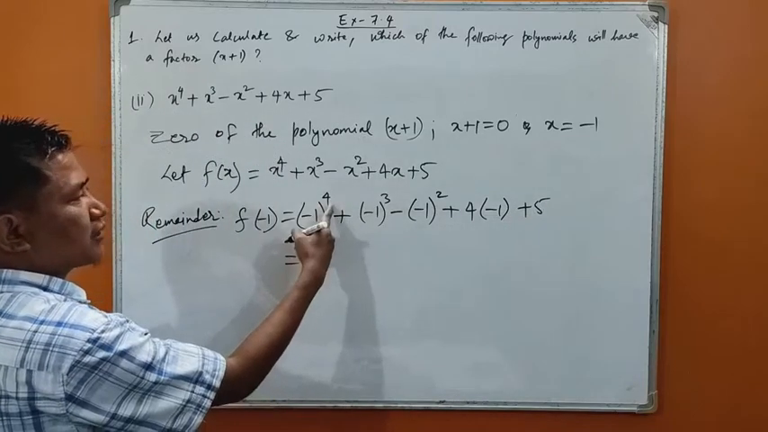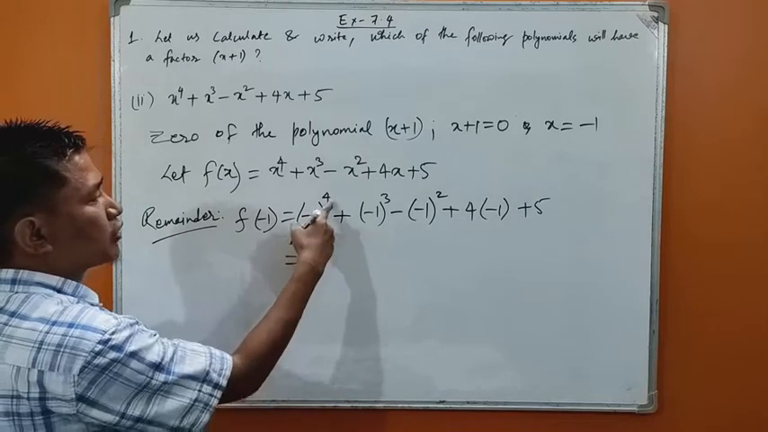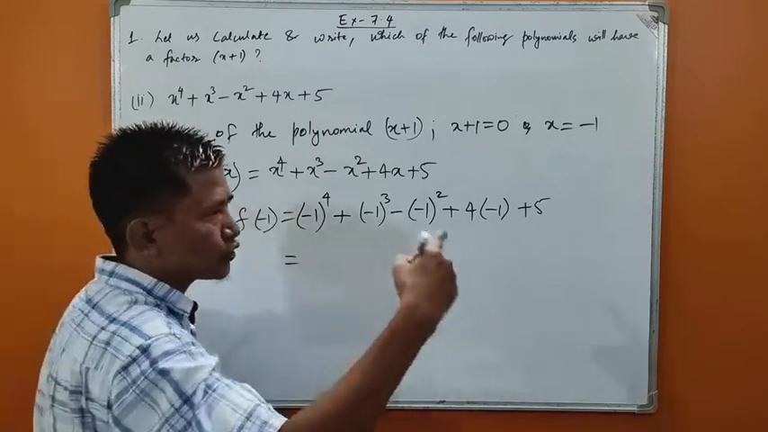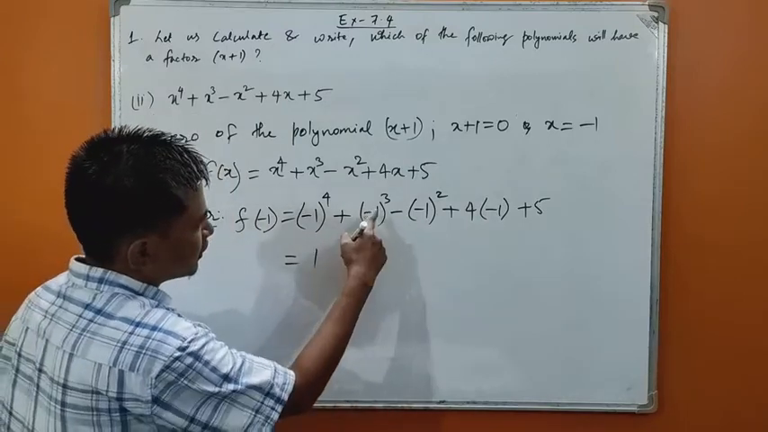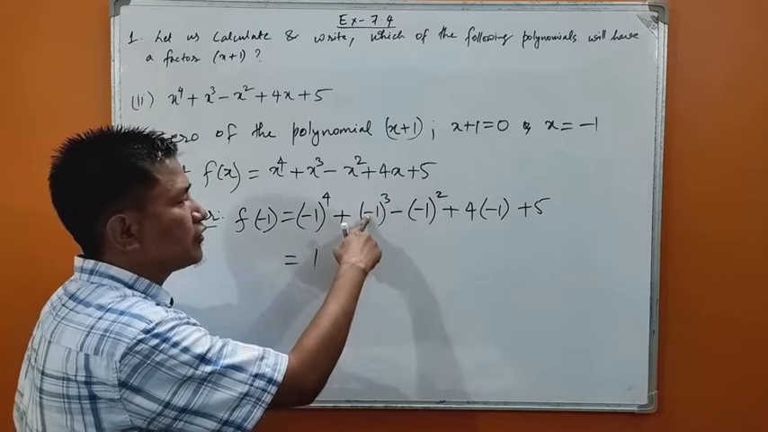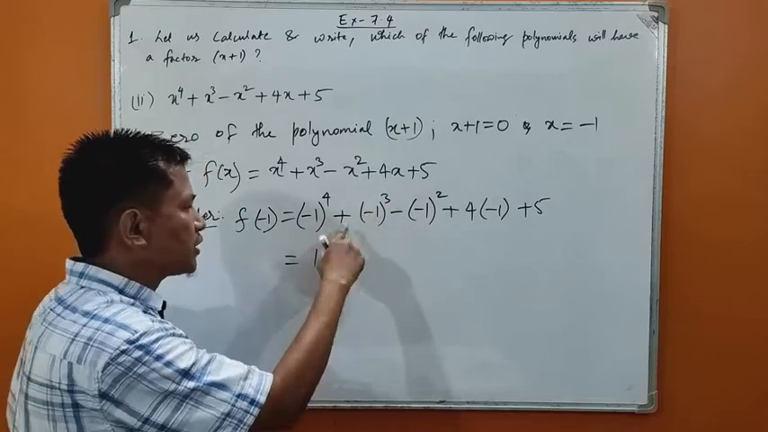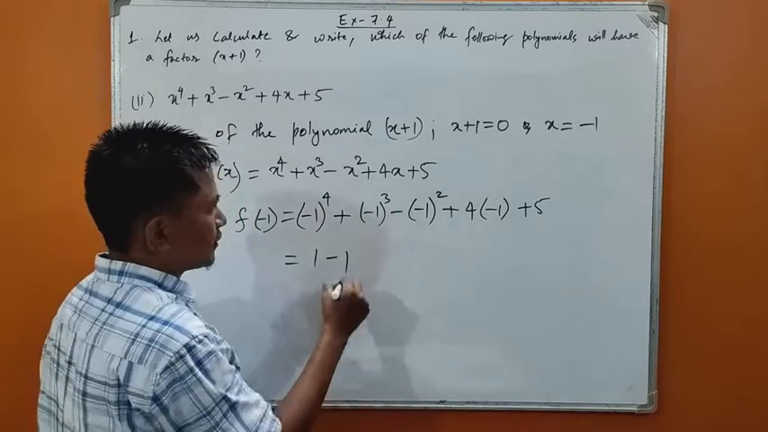So since the power is an even number, the sign minus changes to plus. 1 to the power 4 means 1 into 1 into 1 into 1. 1 multiplied 4 times becomes 1. So here, since the power is an odd number, 3 is the odd number, this sign will remain minus. Minus into plus becomes minus. 1 cube means 1 multiplied 3 times is 1, isn't it?